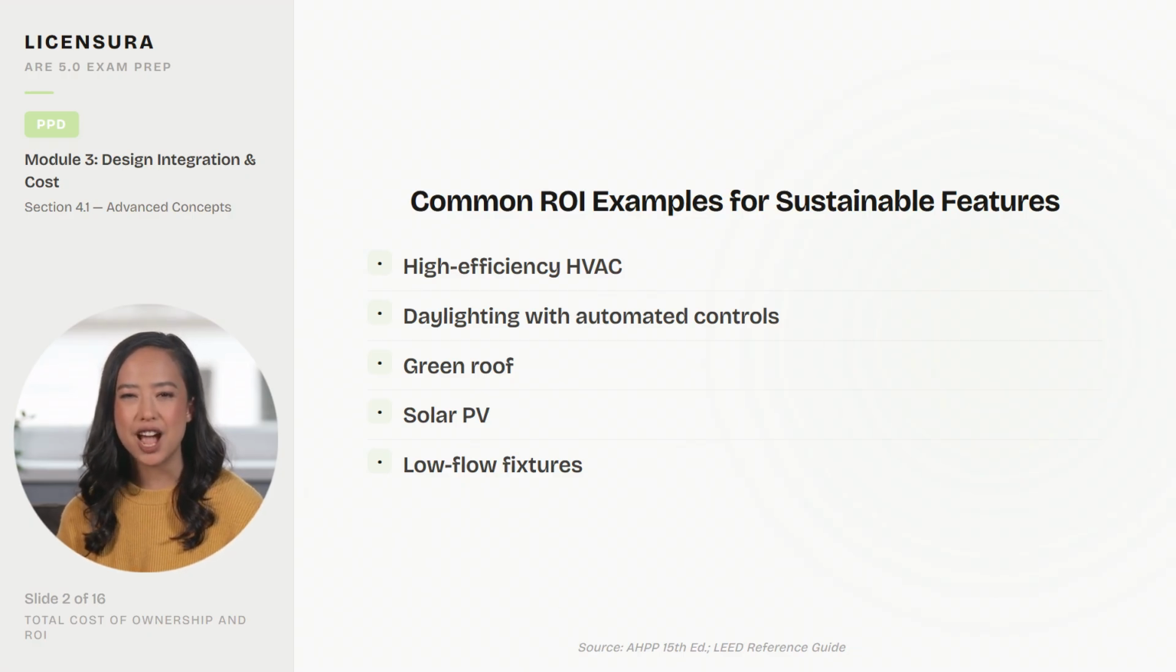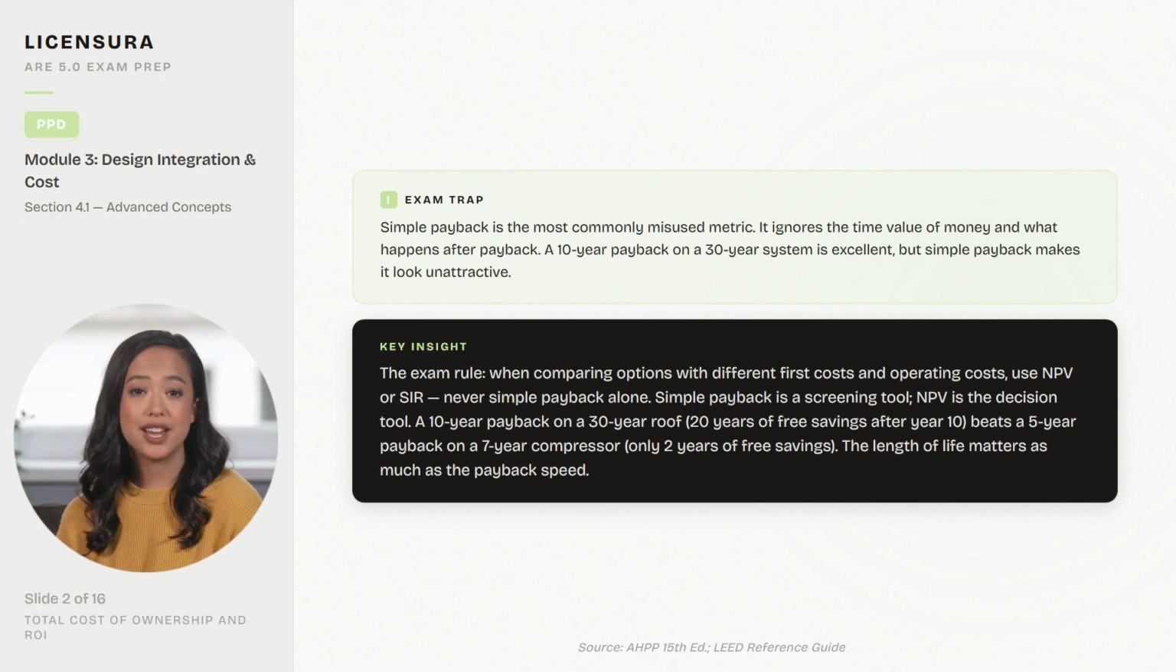Reading left answers how and reading right answers why. A critical warning: simple payback is the most commonly misused metric. It ignores the time value of money and what happens after payback. A 10-year payback on a 30-year system is excellent, but simple payback makes it look unattractive.